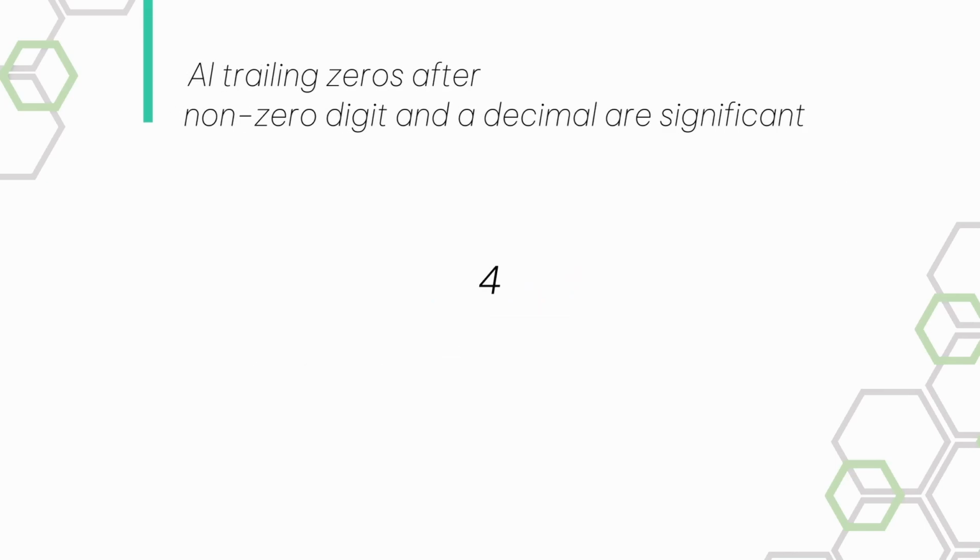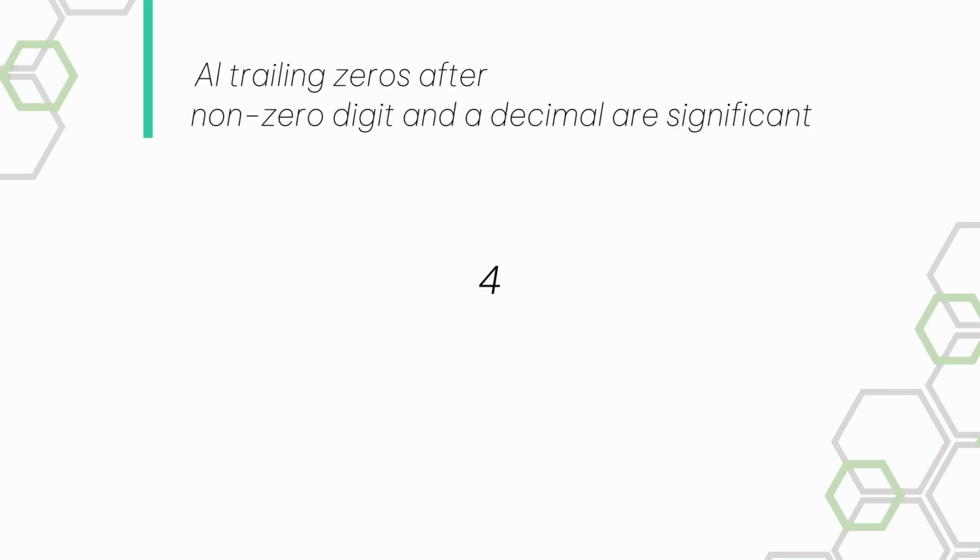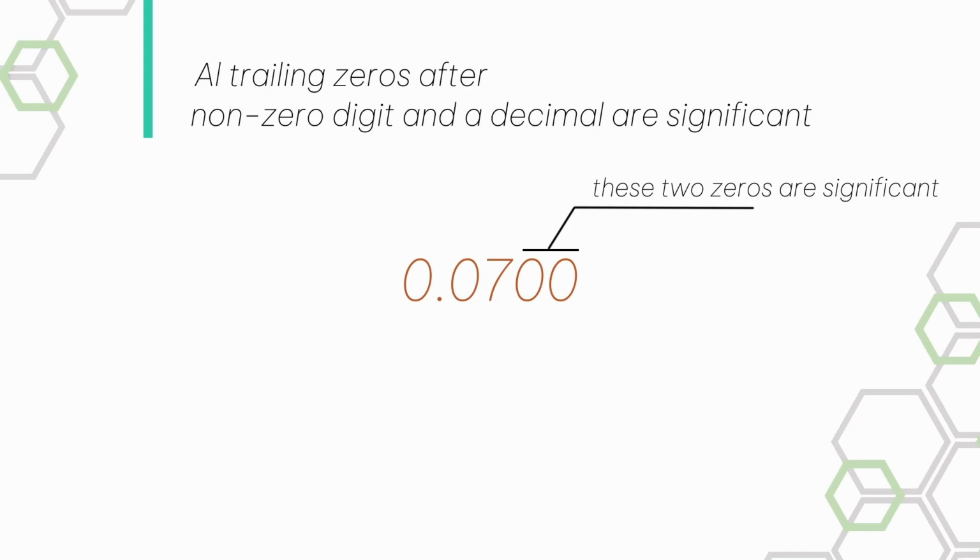Fourth rule, all those zeros that come after a decimal and a non-zero digit are significant. For example, take this number. It has 2 zeros after the decimal point and the non-zero digit 7. So in this number, both these zeros and digit 7 are significant. So there are a total of 3 significant figures in this number.